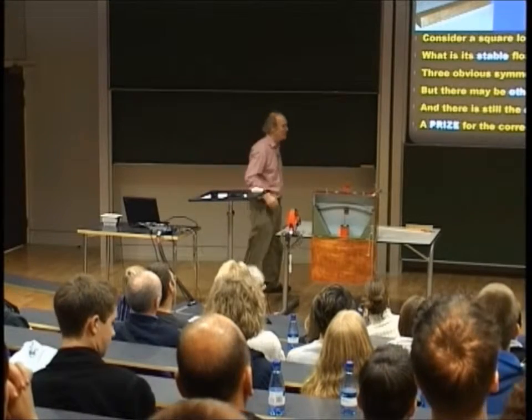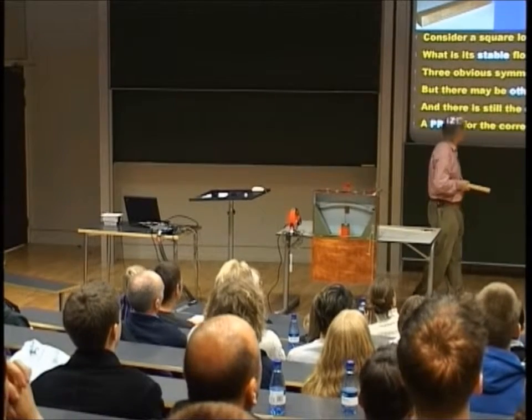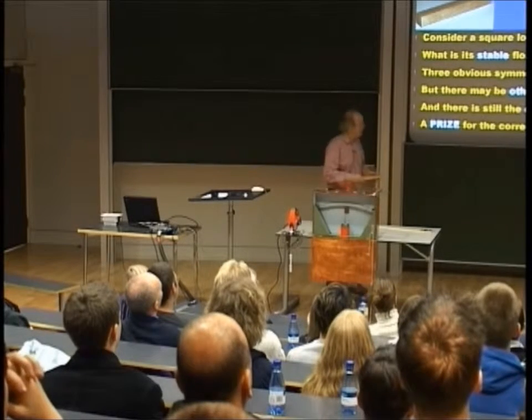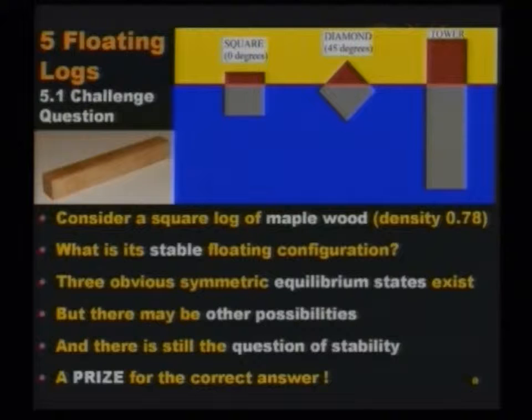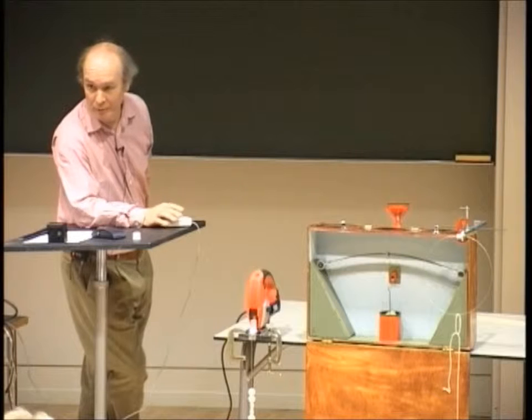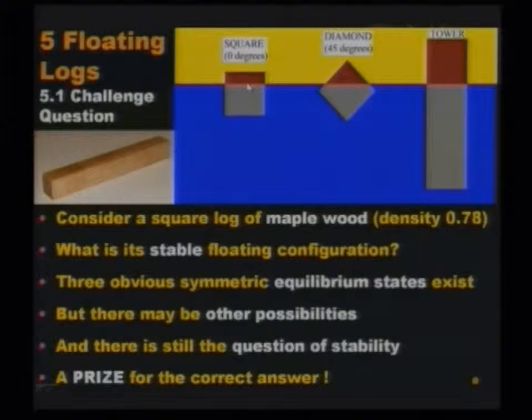Okay, so here's the big challenge question. How is this going to float? This is, as I explained before, a bit of maple wood. Its density is 0.78 relative to water. It's clear from symmetry that it can float as a square like this. I'll call that 0 degrees floating. It can float as a diamond, 45 degrees. Or it could, in fact, float as a tower. I mean, from the point of view of equilibrium, all these are obviously possible from symmetry. Okay? But, of course, they may or may not be stable. We don't know which ones are stable.